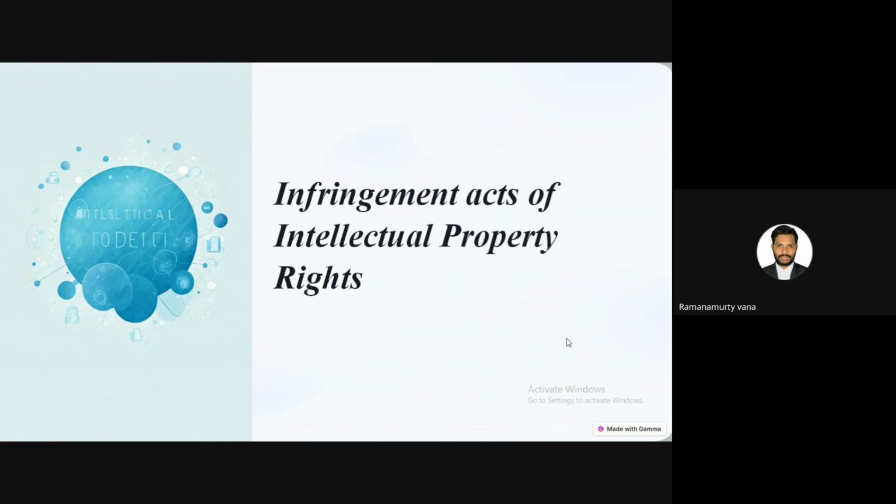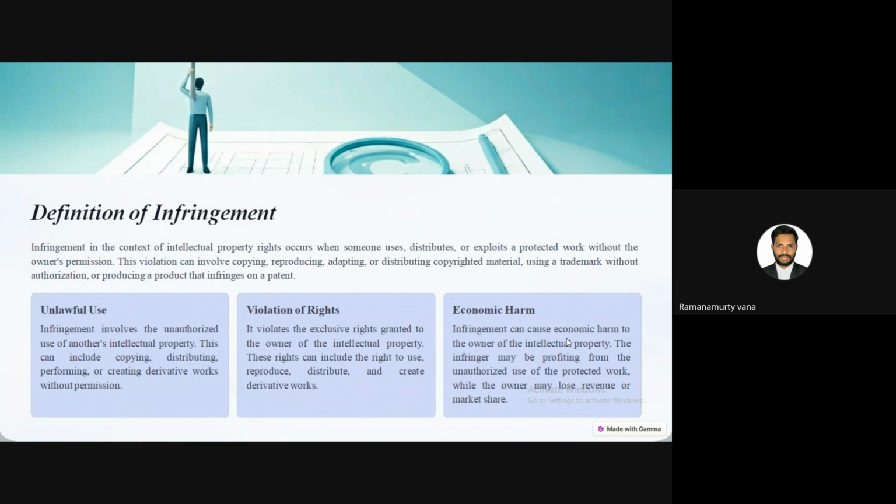So, infringing acts of intellectual property rights. What acts come under infringement? So, the definition: what is infringement? Infringement, in the context of IPR, is when someone uses, distributes, or exploits a protected work without the owner's permission or without lawful authorization. So infringement is nothing but, without the legal holder's permission, someone uses or distributes or exploits a protected work.